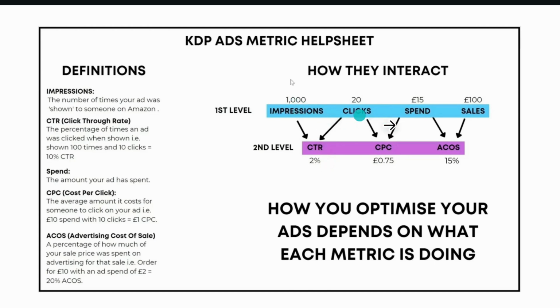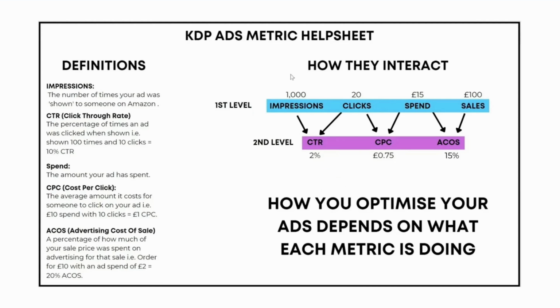If you then had 20 clicks and you spent £15, that's where your cost per click that I mentioned earlier is calculated from. So if you had 20 clicks and your spend was £15, you would have a cost per click of 75p, because 75p times 20 is £15. And then finally, you have the ACOS. So if I spent £15 and I got £100 worth of sales, this would give me an ACOS of 15%, because 15 is obviously 15% of 100. So that's exactly how these metrics work.